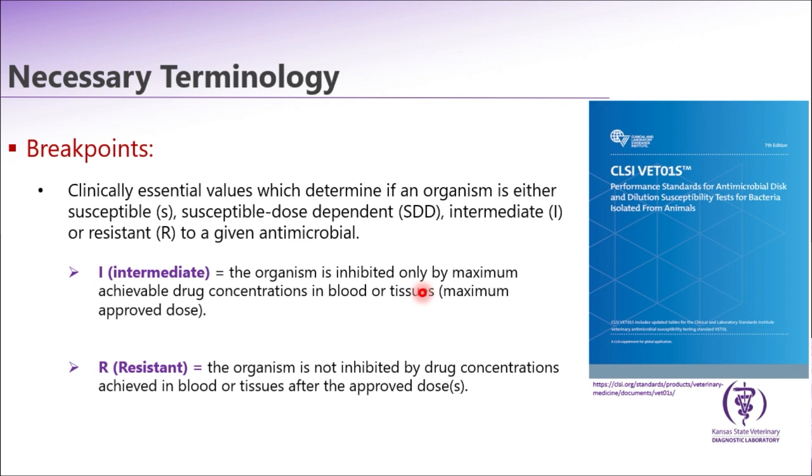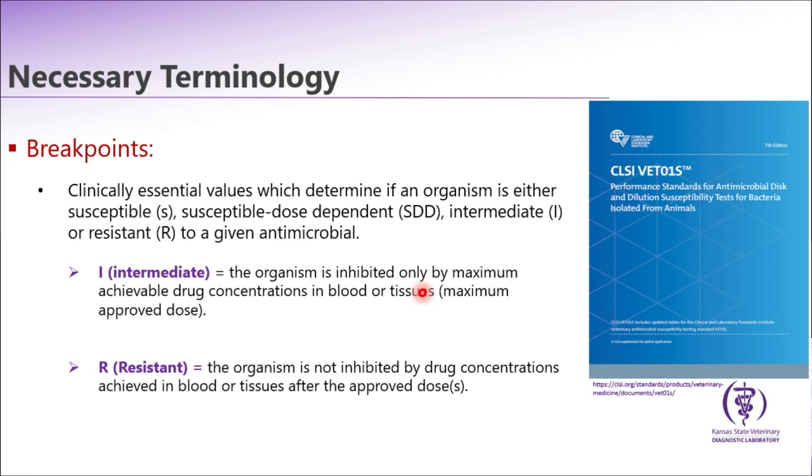And then we have intermediate. Intermediate means that the organism can be inhibited only by the maximum achievable concentration of the drug after the approved dose has been given. So here we are actually stretching the lines. We're getting into the maximum dose that is approved, right?